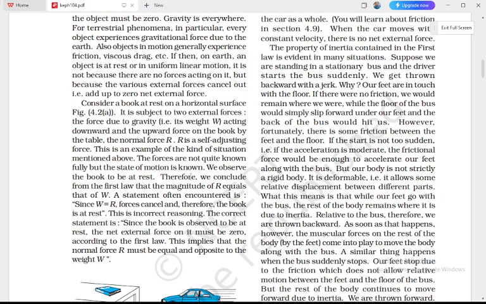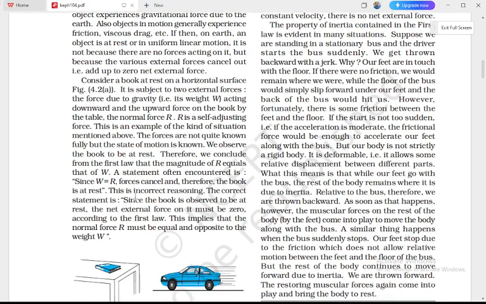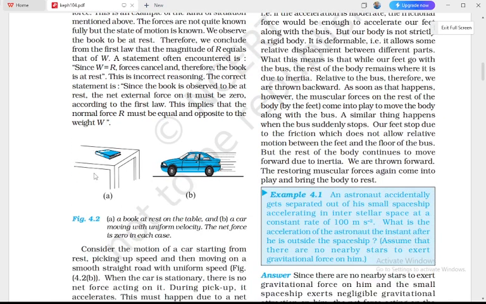We observe the book to be at rest. Therefore, we conclude from the first law that the magnitude of R equals that of W. A statement often encountered is: since W equals R, the forces cancel and therefore the book is at rest. This is incorrect reasoning. The correct statement is: since the book is observed to be at rest, the net external force on it must be zero. According to the first law, this implies that the normal force must be equal and opposite to the weight W.